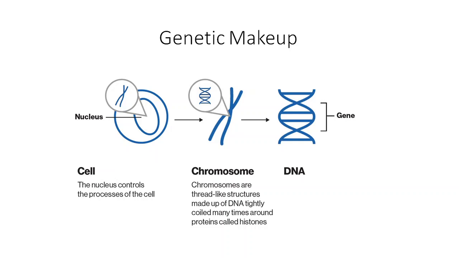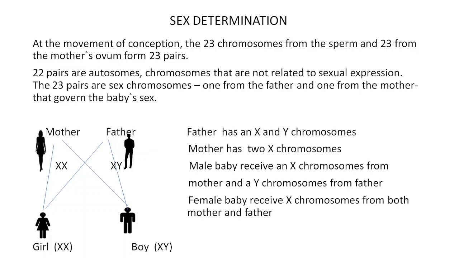The single-cell zygote formed at conception becomes a multiple-celled organism through the more usual process. Sex determination: at the moment of conception, the 23 chromosomes from the sperm and the 23 from the mother's ovum form 23 pairs. 22 pairs are autosomes, chromosomes that are not related to sexual expression. The 23rd pair are sex chromosomes, one from the father and one from the mother, that govern the baby's sex.